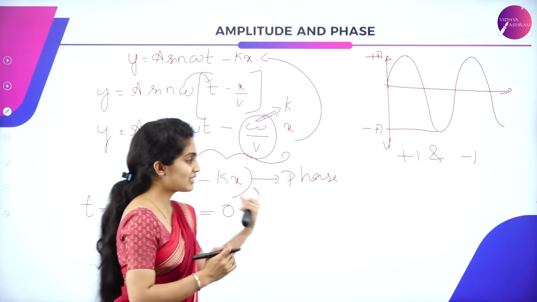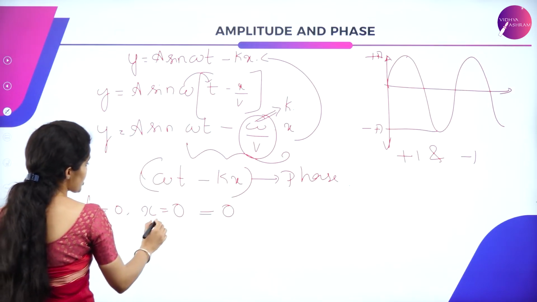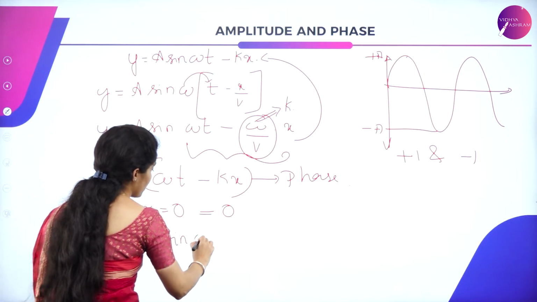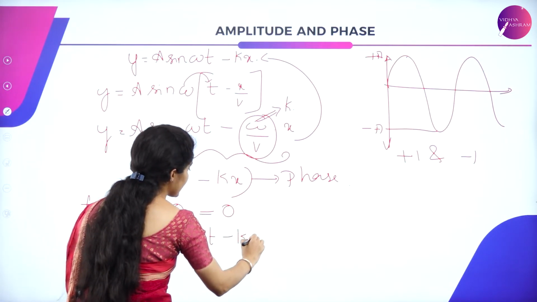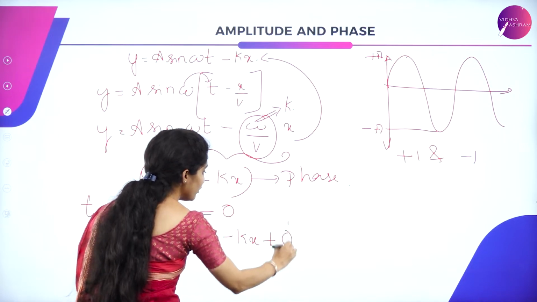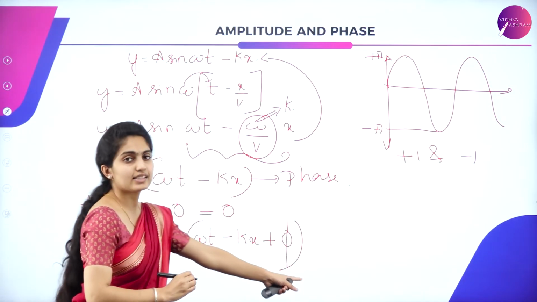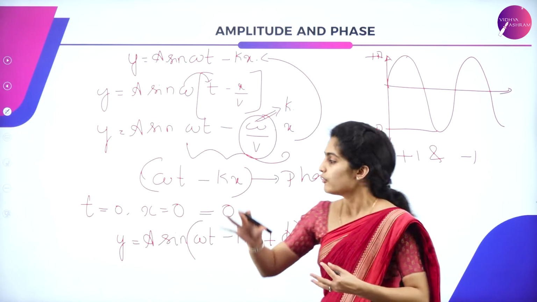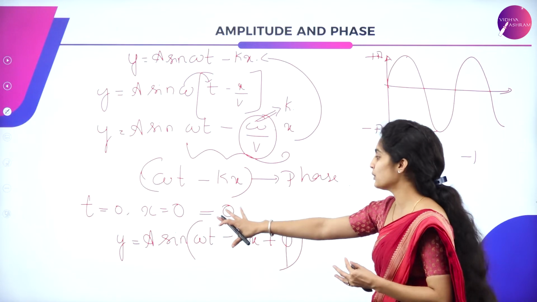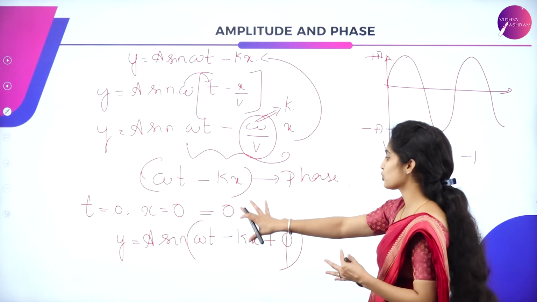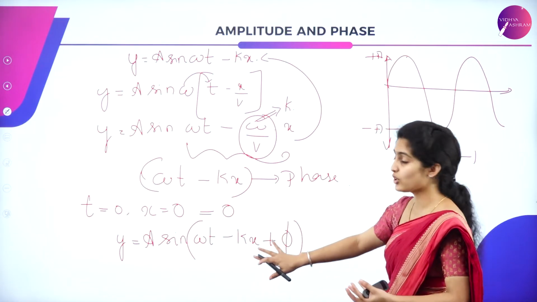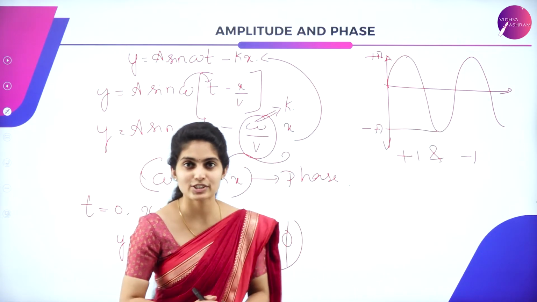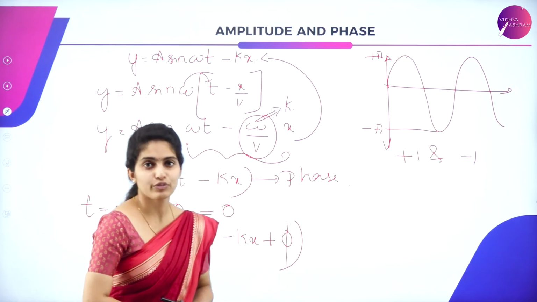So when this is the case, you will have the equation as y is equal to a sine omega t minus kx, and you will add the phase whose symbol is psi. So this is the phase over here. When t is equal to 0 and x is equal to 0, you have the phase to be 0. So when the phase is 0, you can consider this term as 0. So that's all about your amplitude conditions as well as the phase condition.